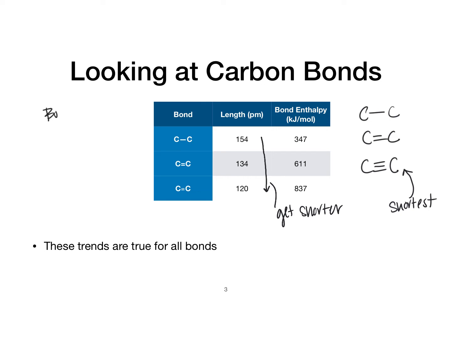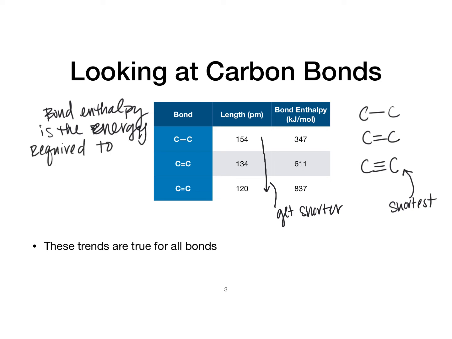So bond enthalpy is the energy required to break a bond. A carbon-carbon single bond requires only 347 kilojoules. It requires more to break a double bond, and even more energy, 837 kilojoules, to break a triple bond.